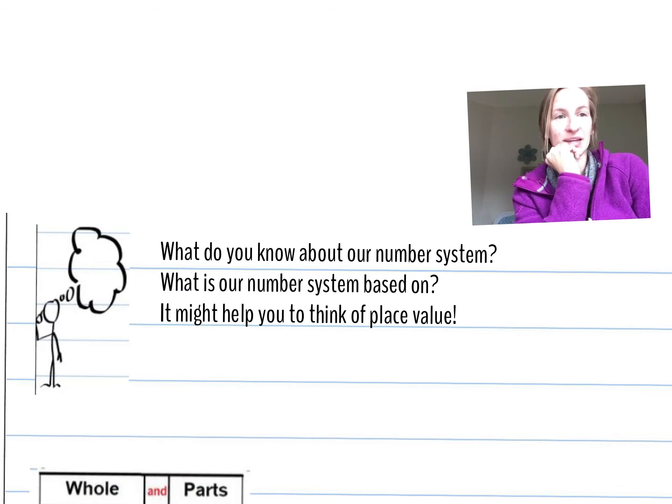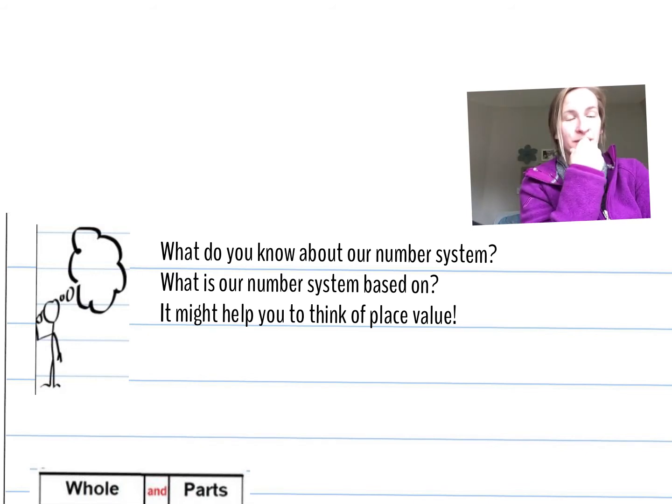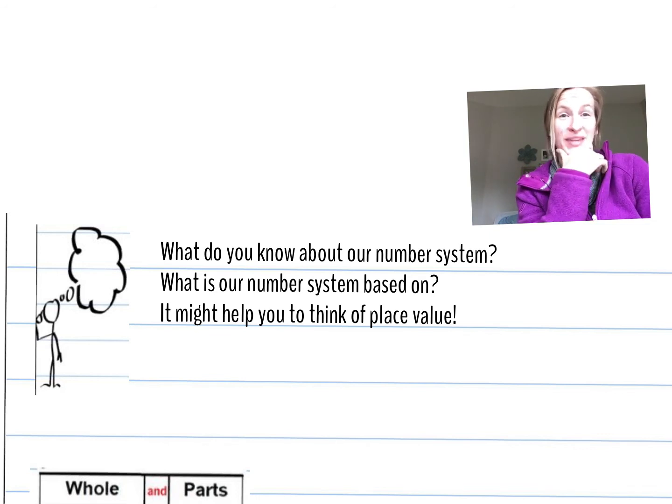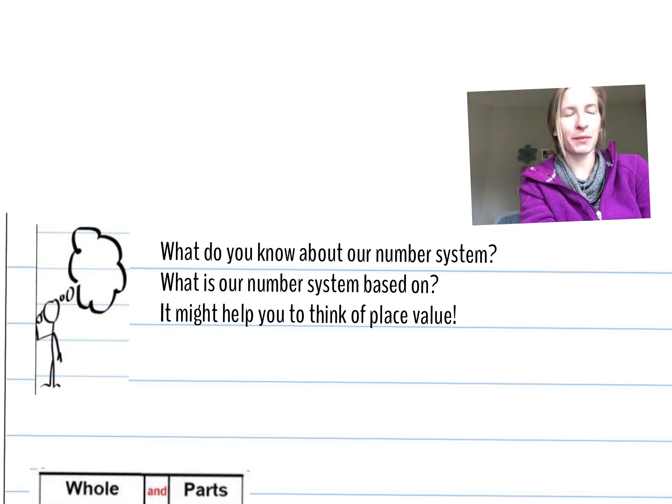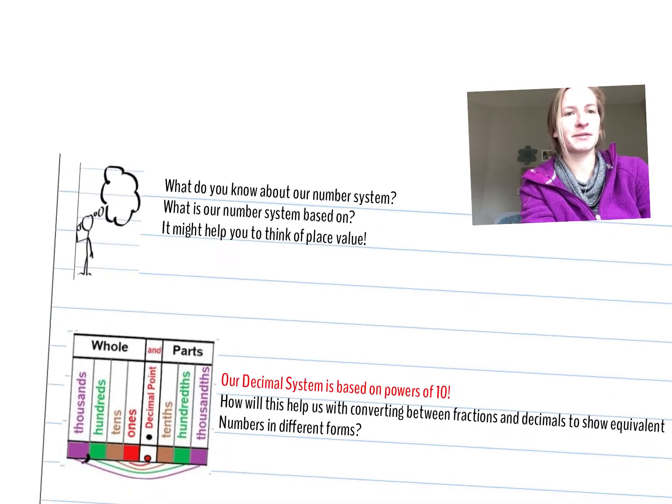So stopping to think, what do you know about our number system? What is our number system based on? And it might help you to think about place value. So it's always good to think about, what do I already know? Because that propels you to what you don't know yet. So hopefully you're thinking, what do I know about fractions, decimals, and mixed numbers?